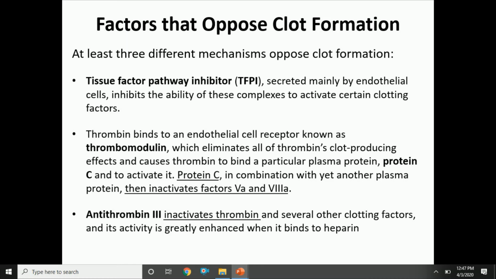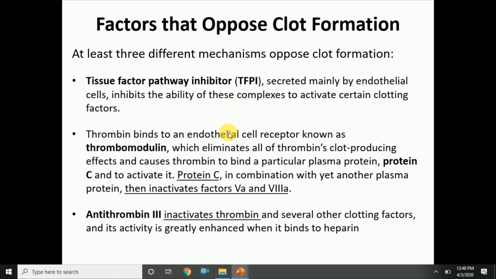Now, what are the factors that oppose clot formation? There are a couple of different things, meaning, why is it that we don't really make blood clots? We have what is known as tissue factor pathway inhibitors. That's a chemical that is made by the endothelial cells, and it prevents the activation of platelets and will prevent the activation of your clotting factors.